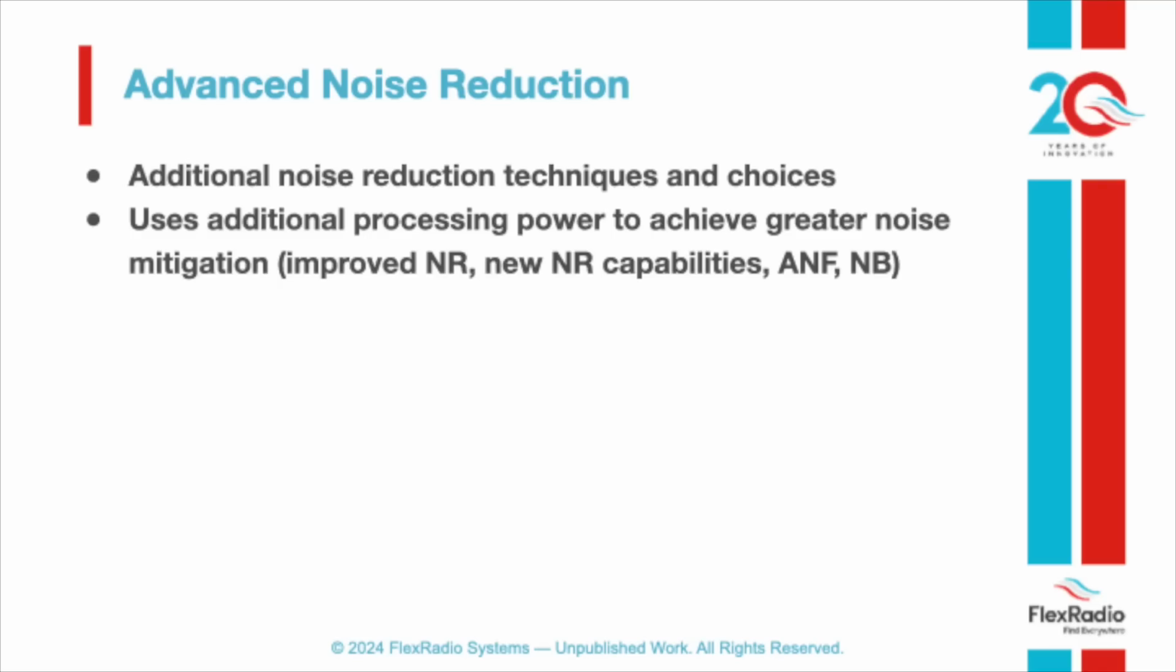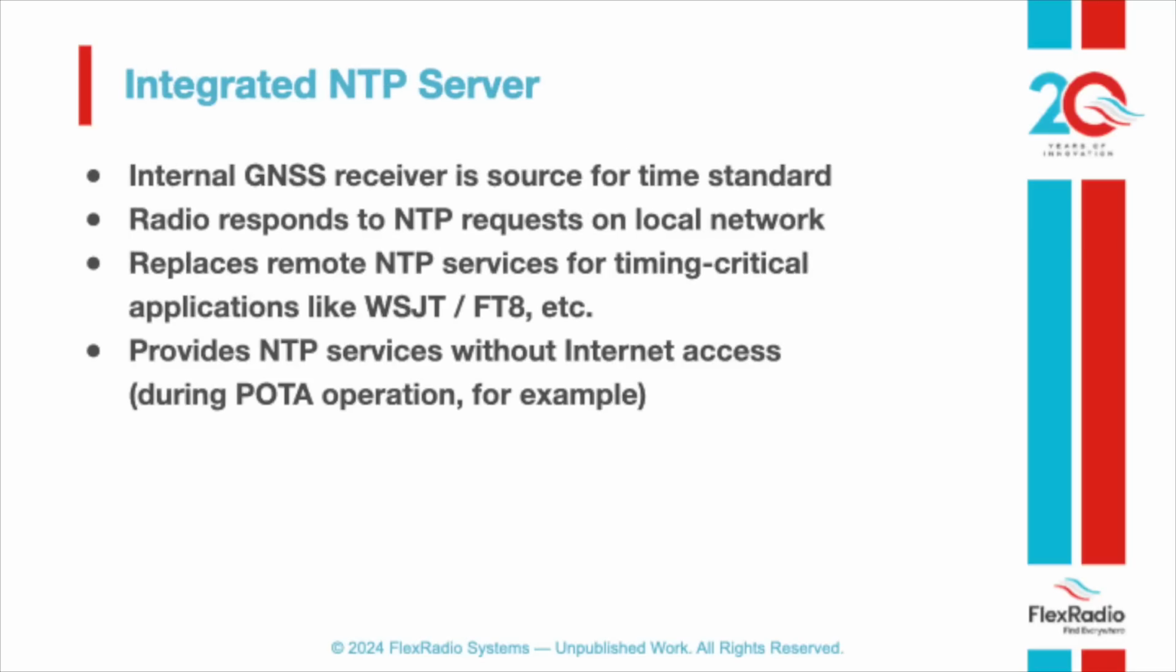We have some advanced noise reduction stuff that we're working on that we'll put in the 8000. I won't spend a lot of time talking about that. We have an integrated NTP server. I kind of think this is actually in 3.8. I haven't checked yet, but it uses the internal GNSS as a time standard. So if you're using WSJT, and let's say you're in the boondocks running off a battery and you want to know the current time to synchronize WSJT, instead of trying to use your cellular phone and point it at some sort of time standard on the internet, you just point it at your radio, and your radio will be a time standard.